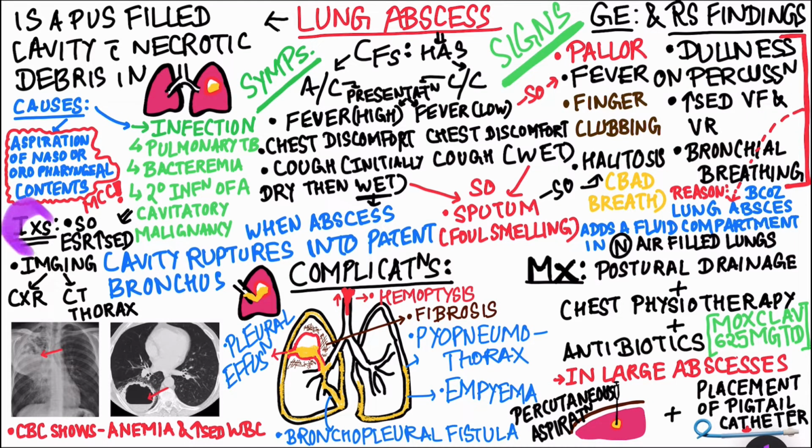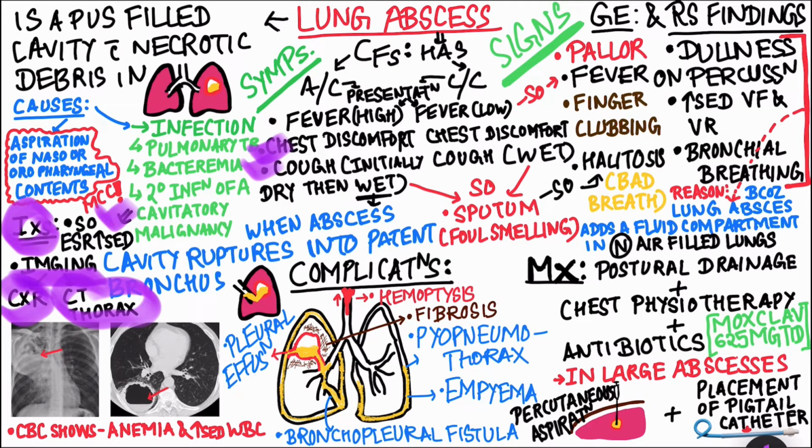Now coming to the investigations which we do in case of lung abscess. First, there will be elevated ESR, because most of the etiologies responsible for causing lung abscess include infection, that is pulmonary TB, then bacteremia, then secondary infection of a cavitary malignancy. Now coming to the next thing, that is imaging. So we can do chest x-ray and we can do CT thorax.